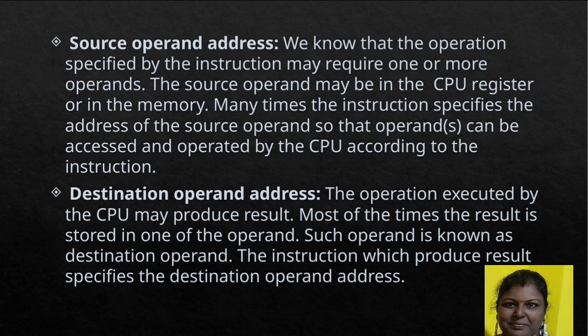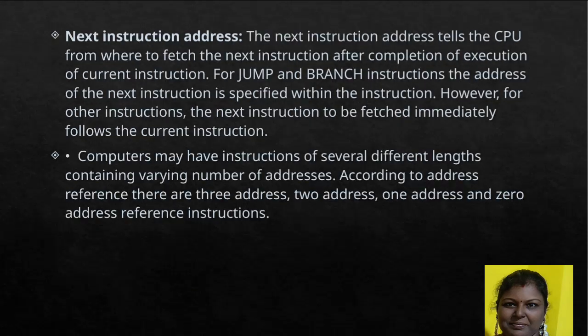Let's talk about the next instruction address. This tells the CPU where to find the next instruction once the current one finishes. For jump and branch instructions, the next address is built right into the instruction itself. But for most other instructions, the next one is simply the one that comes right after in memory. Now, instructions can vary in length, and they can reference different numbers of addresses, sometimes 3, 2, 1, or even none at all. This variety shapes how the CPU moves through a program.